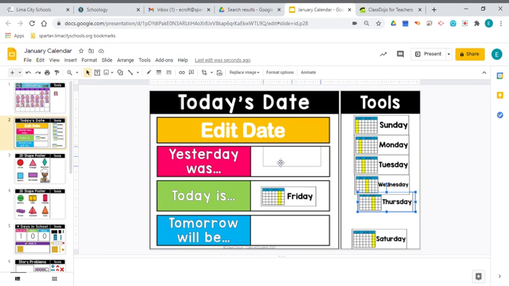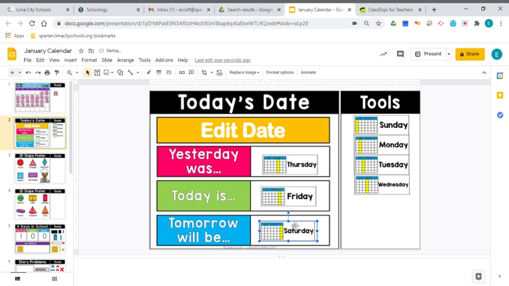So yesterday was Thursday. Let's go ahead and put that right there. Yesterday was Thursday. Today is Friday. Tomorrow will be, well, it'll be Saturday. And Saturday is part of our weekend, right? Saturday and Sunday make up the weekend.